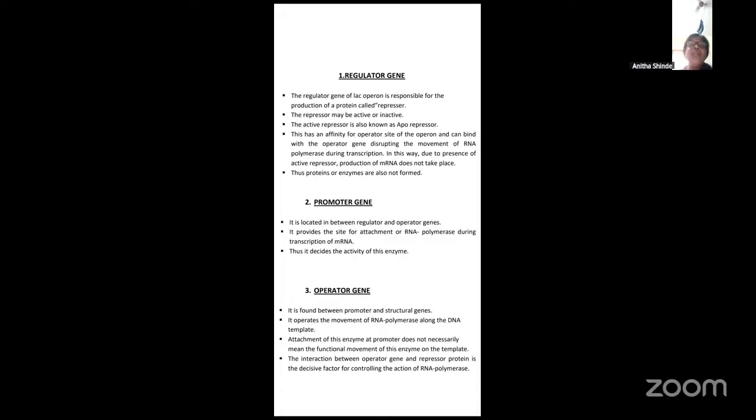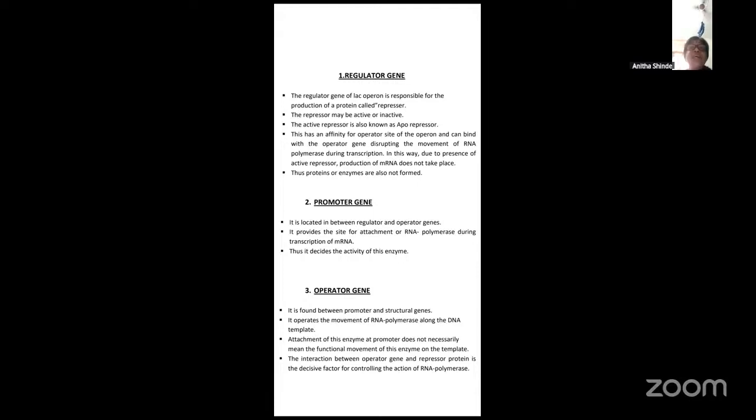So what will it do when it binds with the operator gene? It will disrupt the movement of RNA polymerase. So as a result, what happens? Because of the presence of this active repressor, messenger RNA will not be produced. So when the messenger RNA is not produced, definitely the enzymes or the proteins also will not be formed. Now coming to the promoter gene, it is actually located in between the regulator and the operator genes.